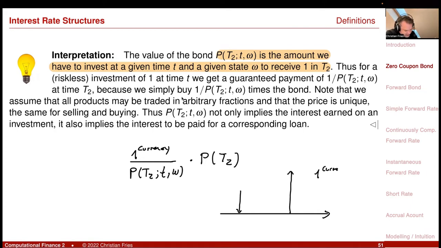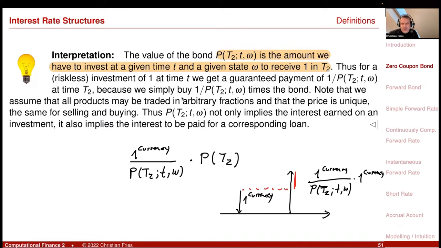one currency unit divided by P(t, T2, omega) times one currency unit. Okay, so now you invest one unit and you receive back one divided by P. So one divided by P is actually one plus the excess amount which we receive. Okay, so you can use this to infer the interest rate.